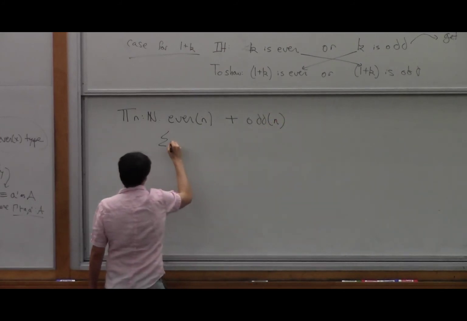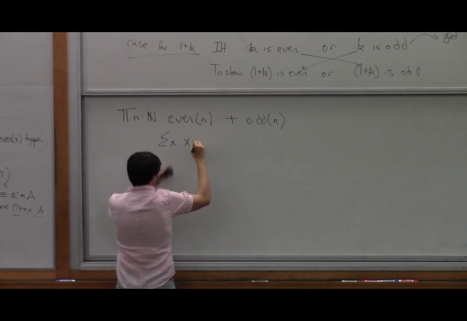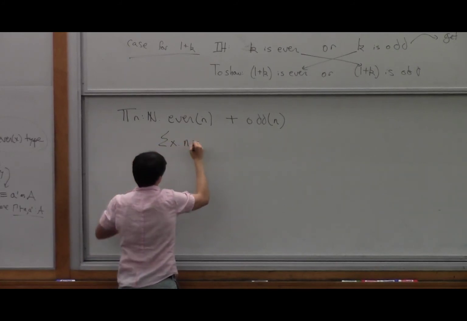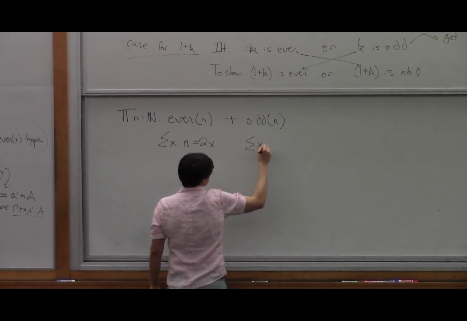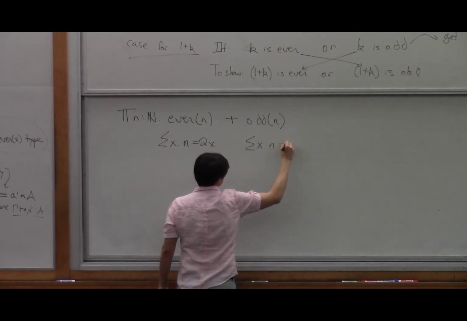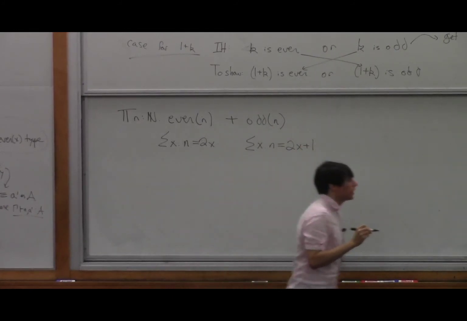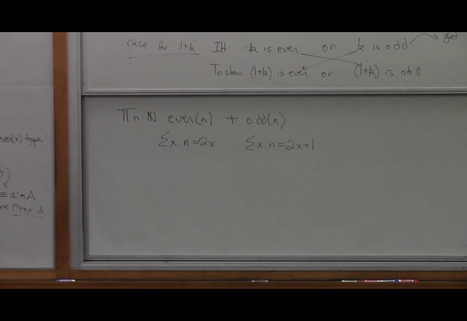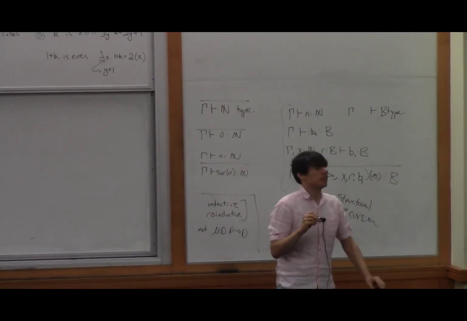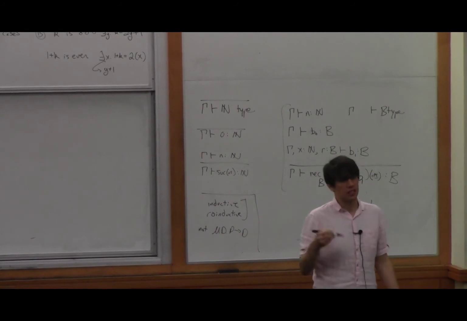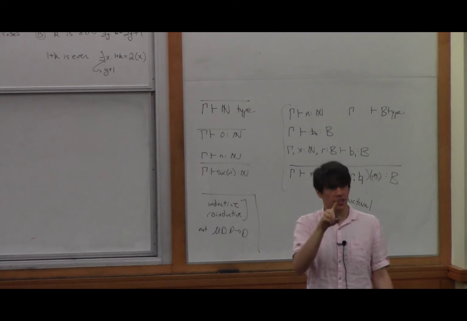even of n to be there exists an x such that n is equal to 2 times x, and odd of n as there exists an x such that n is equal to 2x plus 1, where you can imagine how to write the double function 2 times blah by recursion on numbers, sending 0 to 0 and successor to double successor, right? I think we talked about that in one of the homework exercises. Yeah?